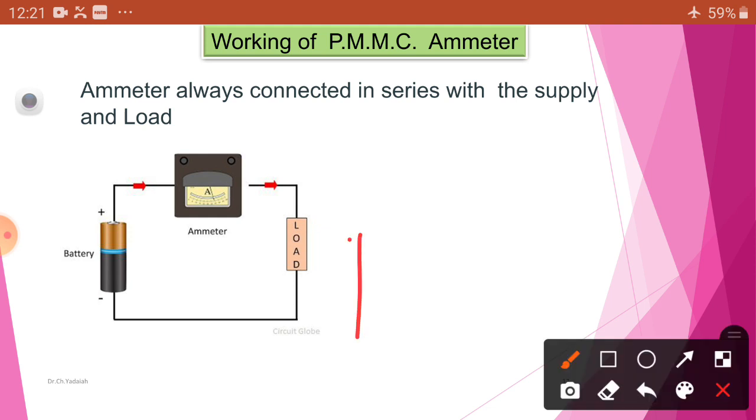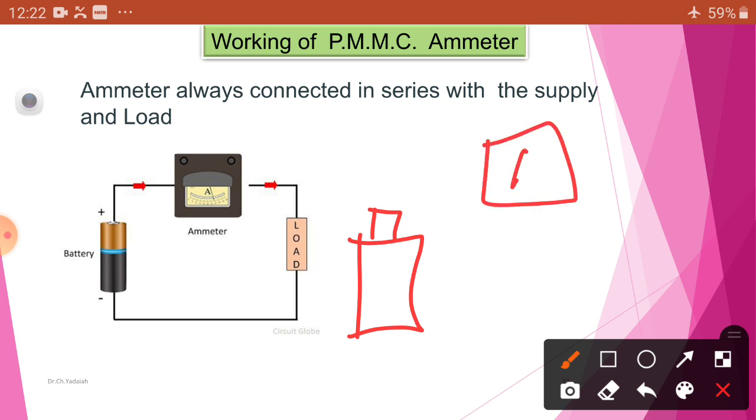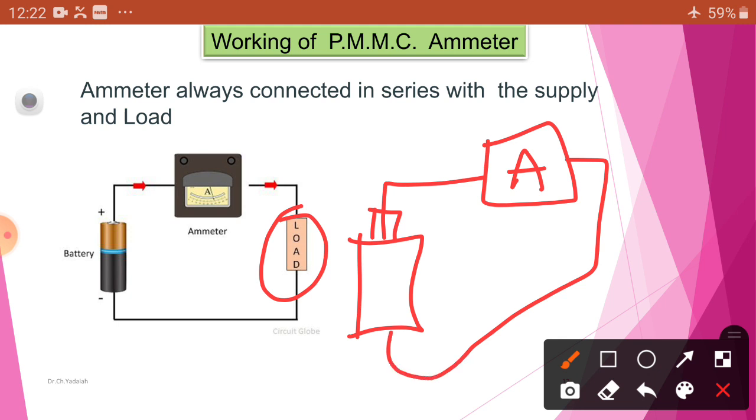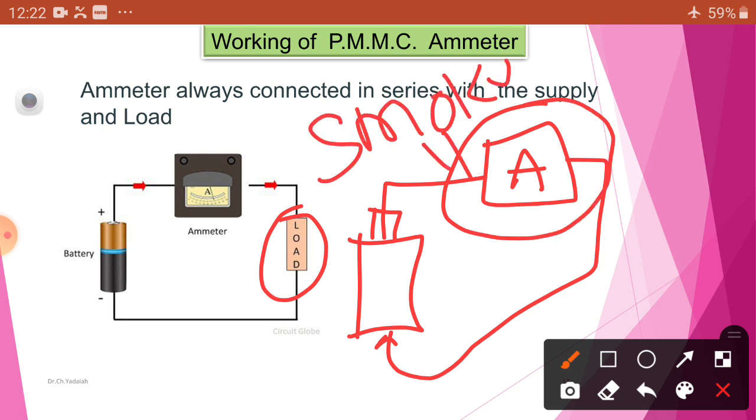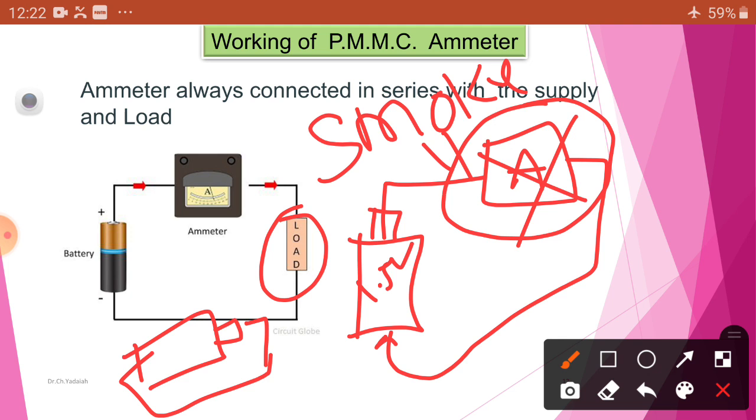Suppose you connect the ammeter directly to the source, bypassing the load: connect it to positive, then simply connect it to negative. Immediately it will give smoke and spark, and after that this meter will not work. Why? Because the cell has 1.5 volts and the ammeter has low resistance, you are short circuiting the cell directly. Once plus and minus are directly connected, heavy current flows, then it will discharge fully and burn out.